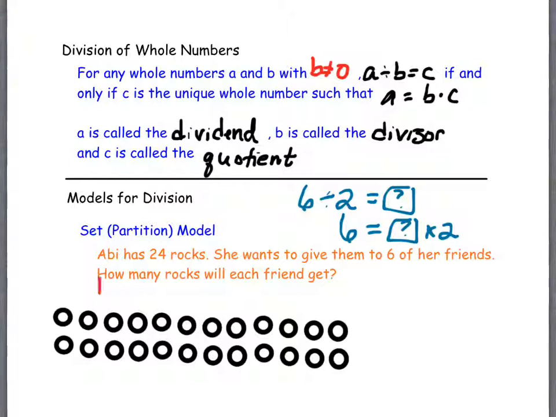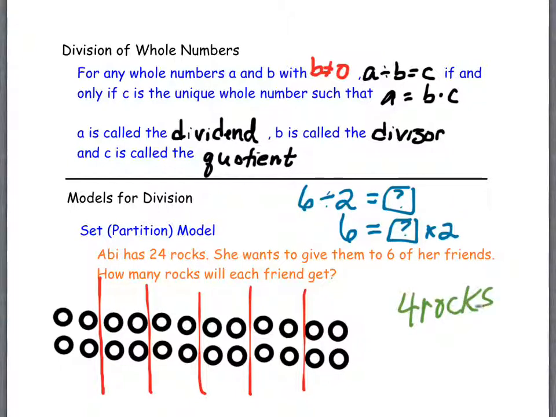But if I put these into 6 whole groups, this is what I end up with. I've partitioned them off. So how many rocks will each friend get? 4 rocks. So what you've done is you've created 6 groups of 4.